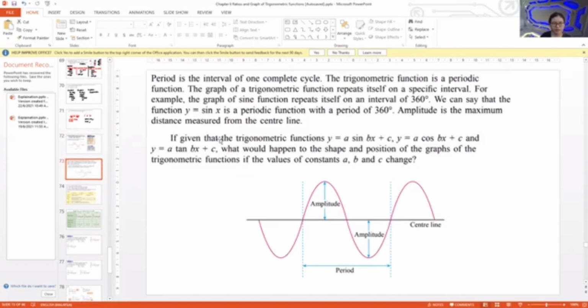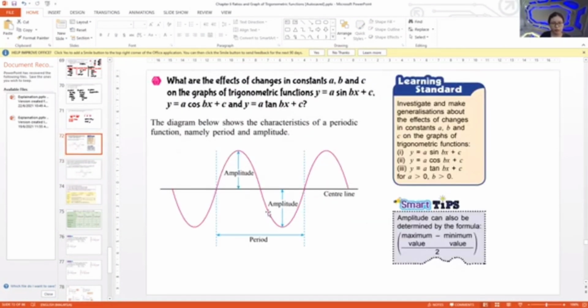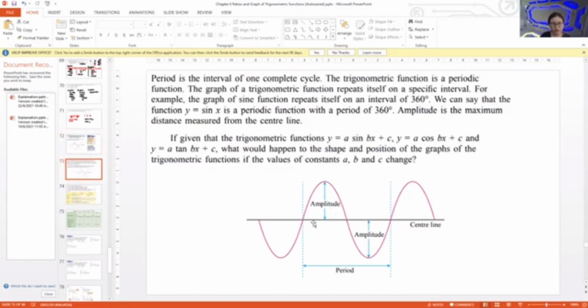Next slide. I have cropped this diagram down here so that while reading, we can look at the diagram. Period is the interval of one complete cycle. So what is period? Period is a complete cycle. It means you start from your x-axis, go down to the x-axis, this is halfway, and then you go down and come back to the x-axis. It means you need to touch three times.